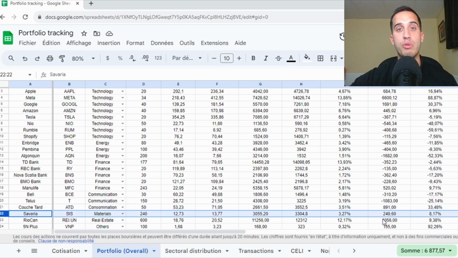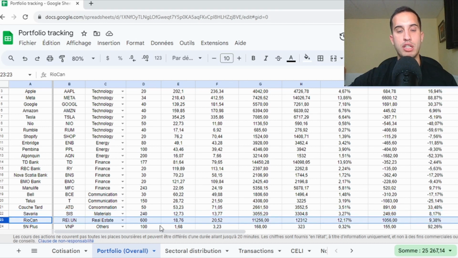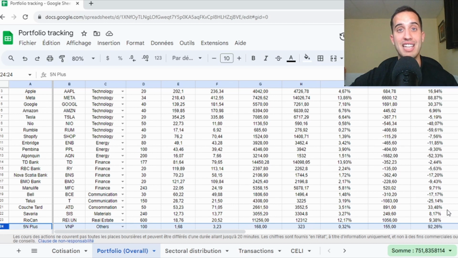And in terms of my materials company, which is Savaria, you can see that it has been doing quite well with a return of about 8%, as well as my Raucan company in the real estate sector that has been doing close to 10% of return. And finally, my super small stake in 5N Plus has been doing fantastic with a return of close to 100%.